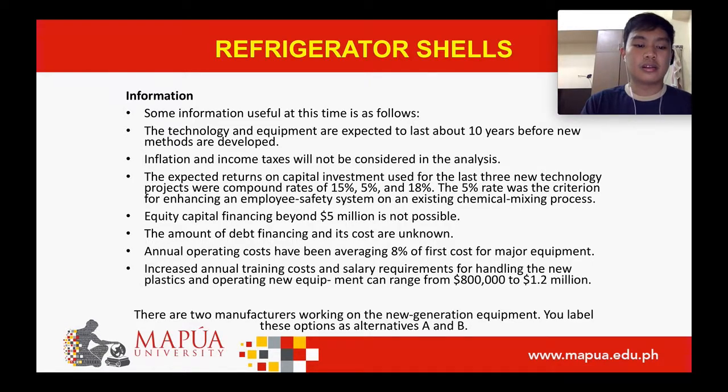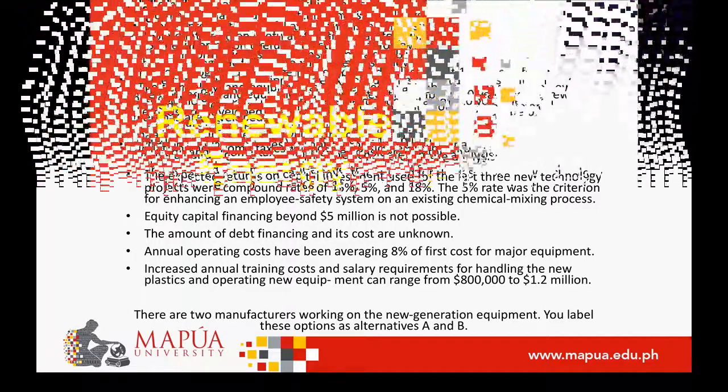Annual operating costs have been averaging 8% of first costs for major equipment. Increased annual training costs and salary requirements for handling the new plastics and operating new equipment can range from 800,000 to 1.2 million. There are two manufacturers working on the new generation equipment. You label these options as alternatives A and B.